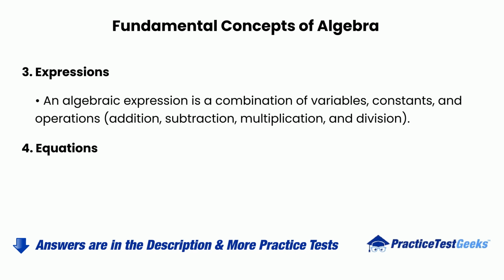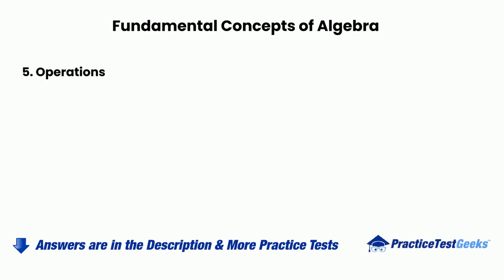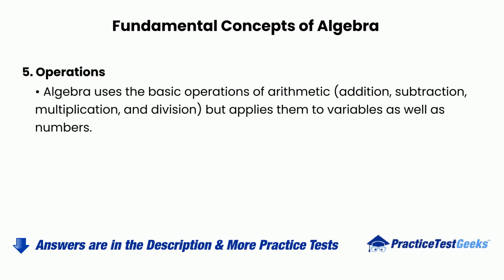4. Equations. Equations are statements that two expressions are equal, with an equality sign, equals. 5. Operations. Algebra uses the basic operations of arithmetic, addition, subtraction, multiplication, and division, but applies them to variables as well as numbers.